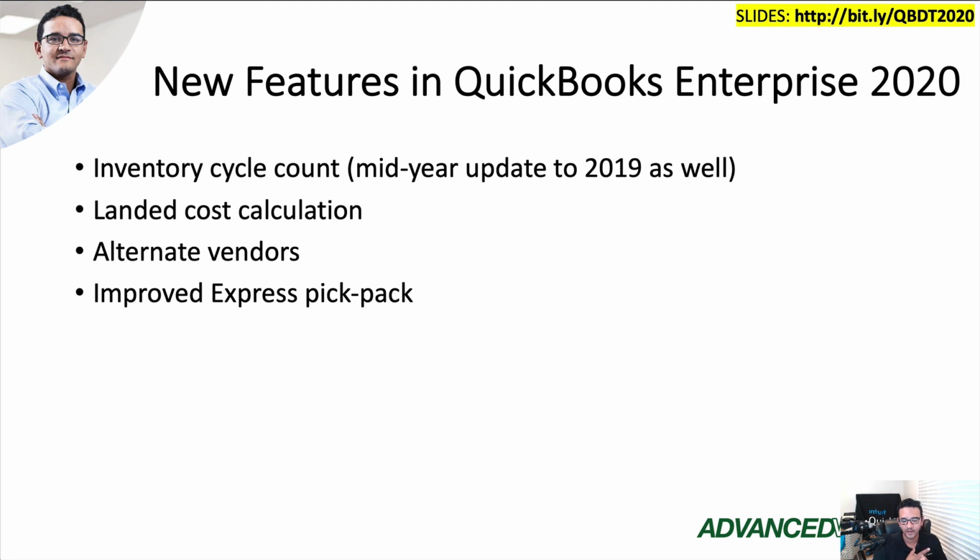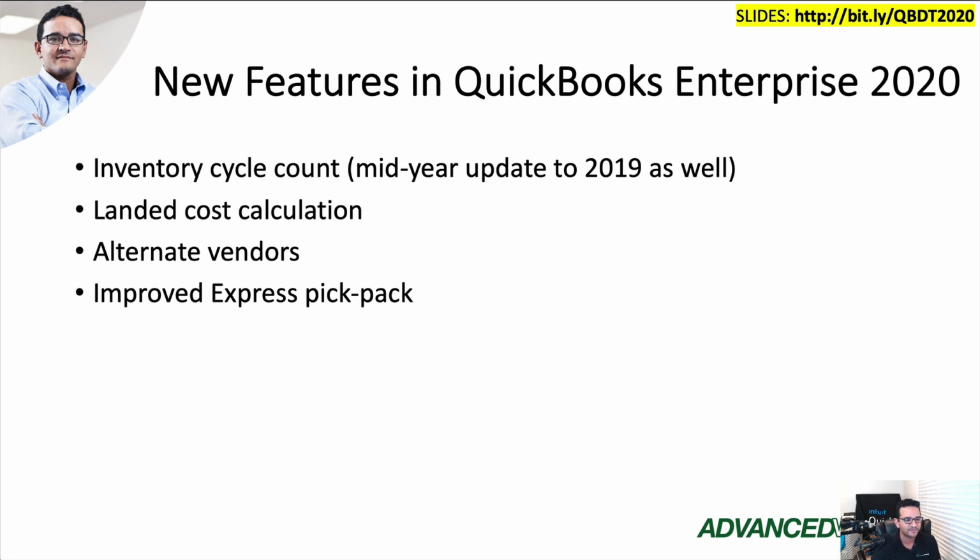You can store a new concept called vendor part number, which is kind of like manufacturer's part number, but unique to each vendor. So I think landed costs and alternate vendors are the only ones that we'll spend a lot of time on in this webinar. For the inventory cycle counts, I've got videos on that. In the slides, there are 2 videos that explain that process, so I'll defer to that.